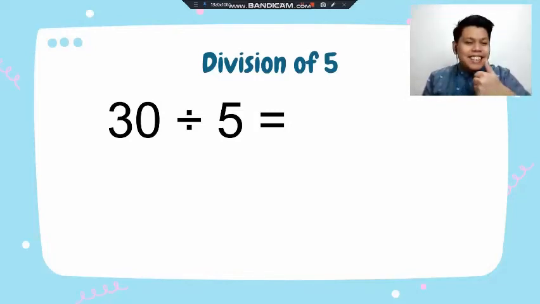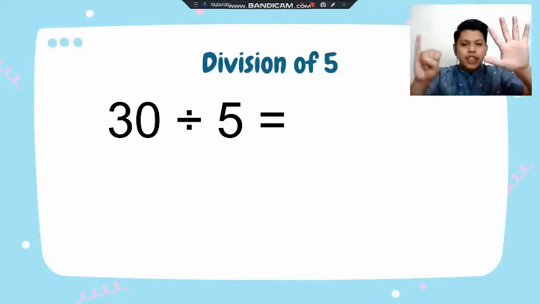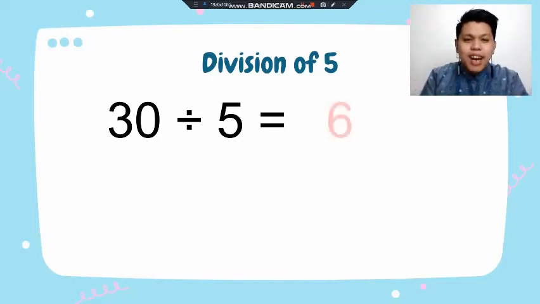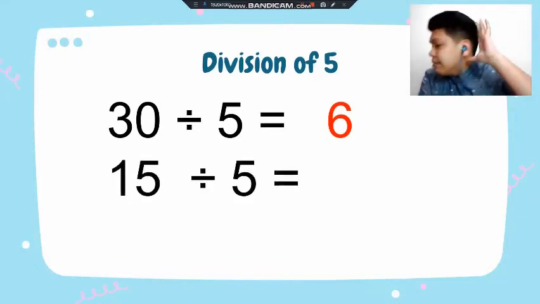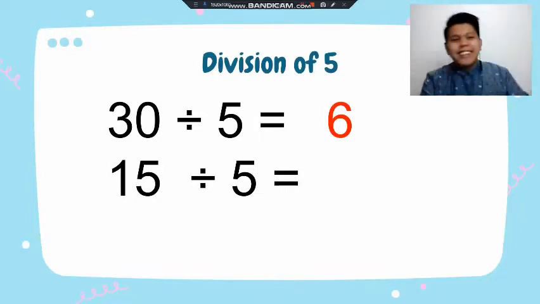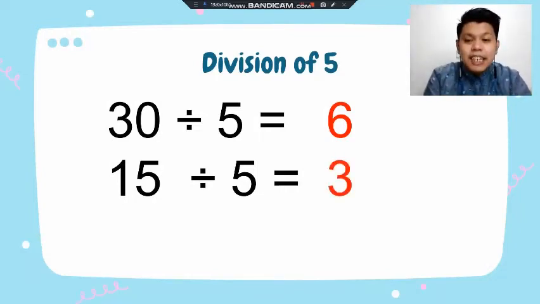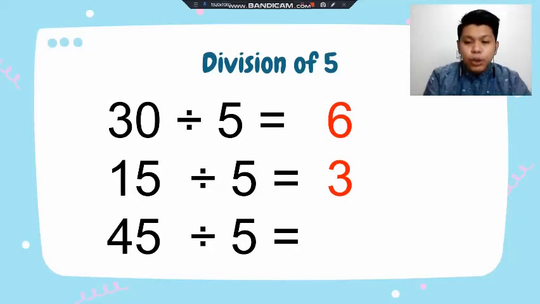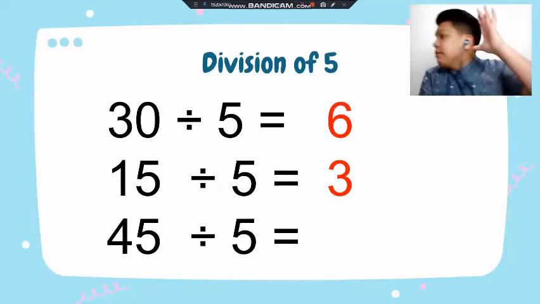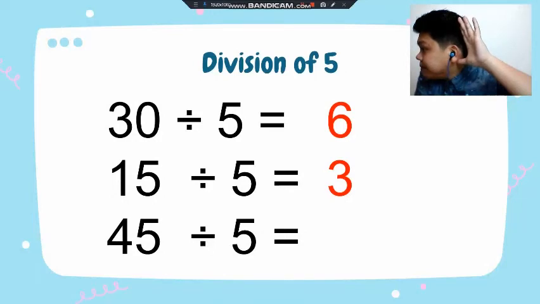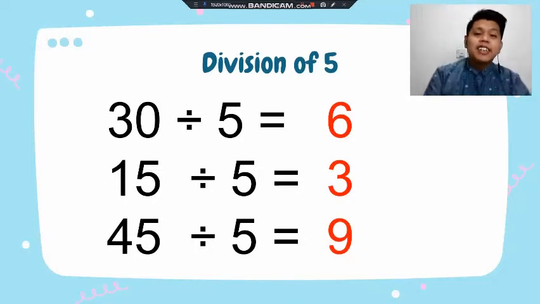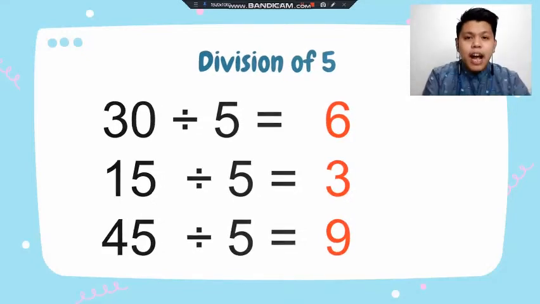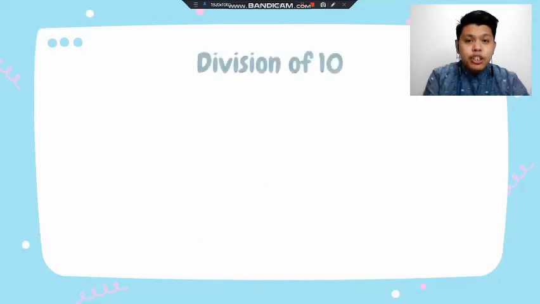I know this is easy. That's 5, 10, 15, 20, 25, 30. So you just keep counting by 5. That is 6. Next, 15 divided by 5. Great. That is 3. And last one, 45 divided by 5. Now that was fast. It's 9. Great job. Now for our last one, the division of 10.